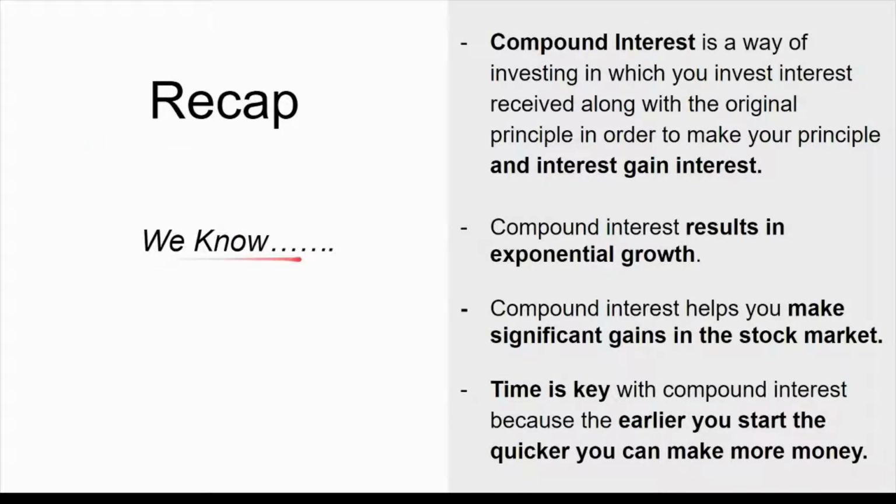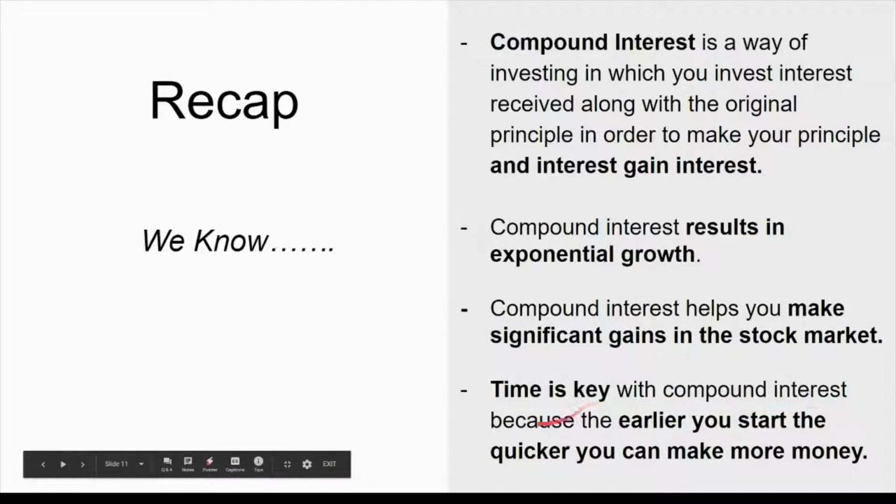And a quick recap. We now know that compound interest is a way of investing in which you invest interest received along with the original principal in order to make your principal and interest gain interest. So your principal along with the profit you made makes more profit. Compound interest results in exponential growth. Compound interest helps you make significant gains in the stock market because of exponential growth. And time is key with compound interest because the earlier you start, the quicker you can make more money.